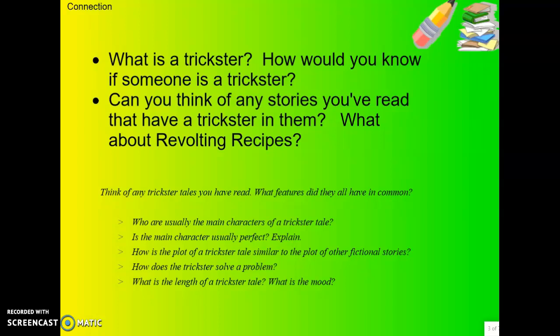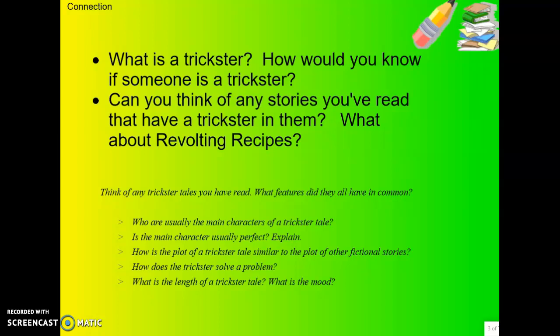So think of any trickster tales that you've read. What features did they all have in common? How many trickster tales have you read? I'm not sure you've read as many as you think you might have. Trickster tales are fun ones to read because someone is always getting tricked, or they're getting tricked back because they are the trickster. So who are usually the main characters of a trickster tale? Is the main character usually perfect? Can you explain that?